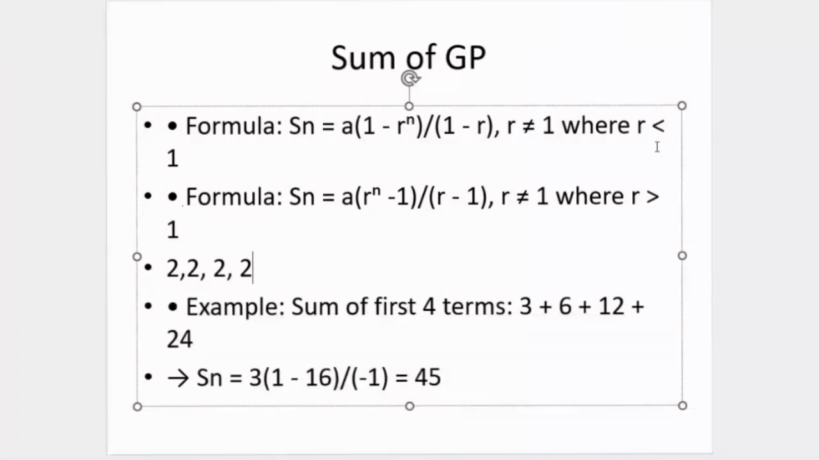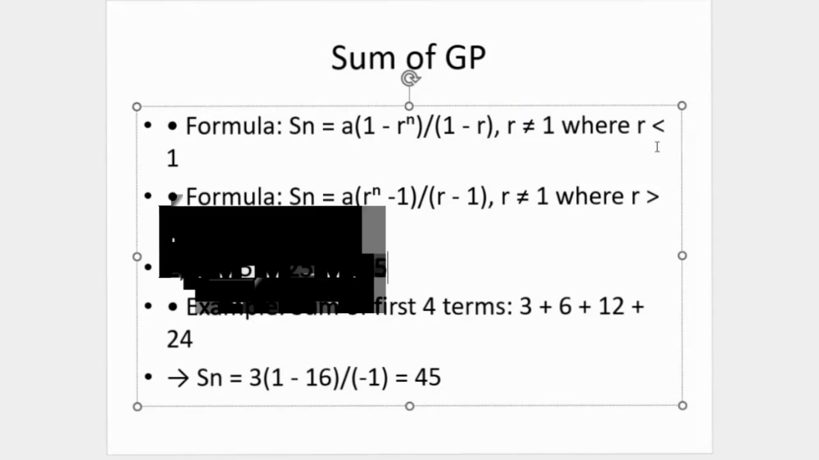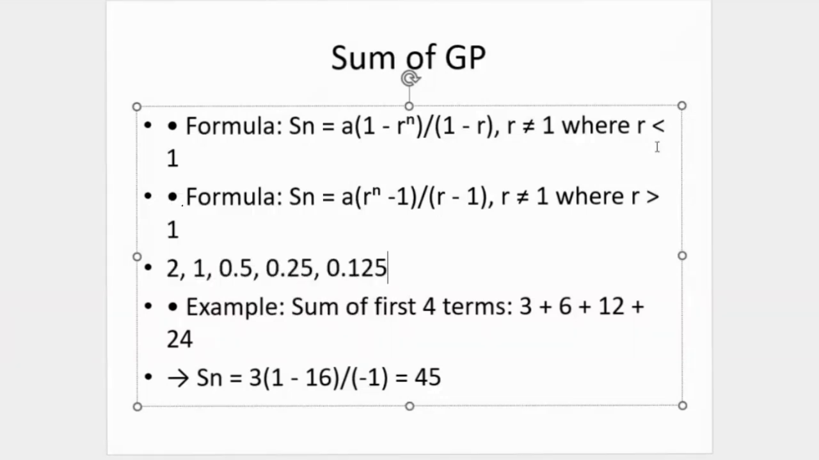can happen, right? So if your common ratio is half, for example, 2 times half is 1, 1 times half is 0.5, 0.5 times half is 0.25, like that. 1 over 8 is 0.125. So here we see that the sequence is actually decreasing because the common ratio that we have is less than 1.